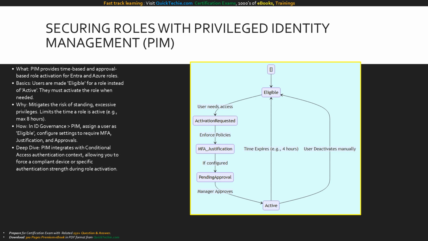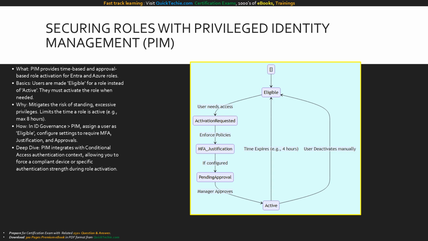You can configure PIM to require them to perform multi-factor authentication, provide a ticketing system justification, and even require approval from another manager before the role turns on. After a set period, say 4 hours, the role automatically deactivates. For extreme security, PIM can even integrate with conditional access to ensure the user is activating the role from a compliant, corporate-managed device. This state diagram walks through the PIM lifecycle.